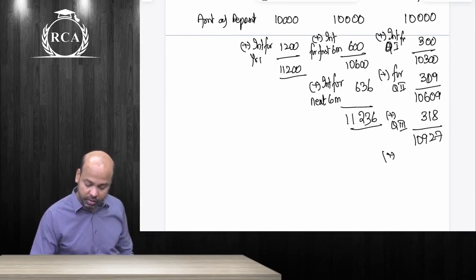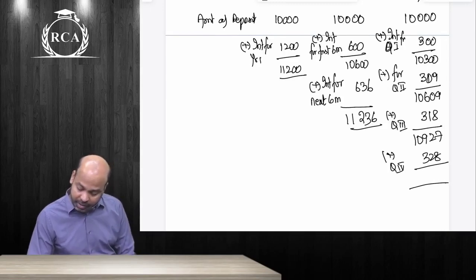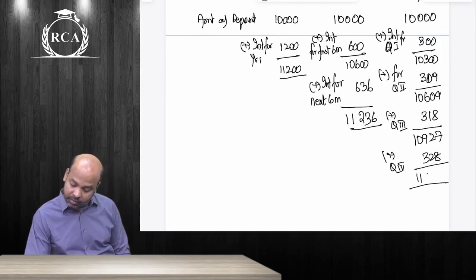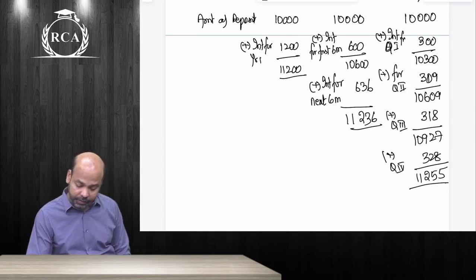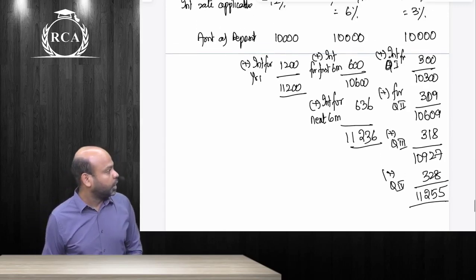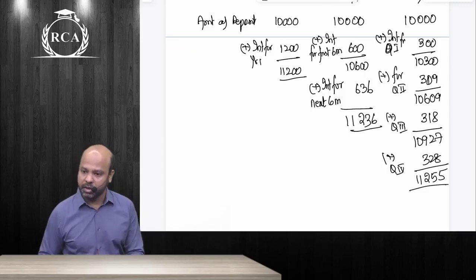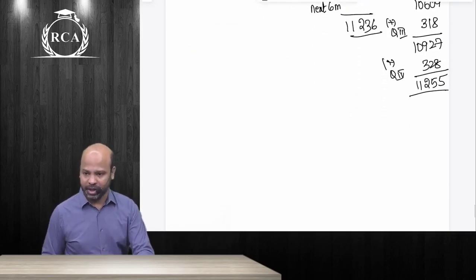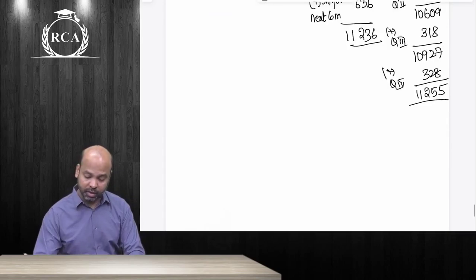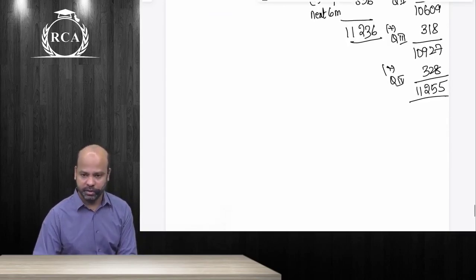Last quarter, 328. The total accumulated balance, beta, that you will have is 11,255. Are we clear? So how do you directly compute accumulated balance, beta, if compounding is done more than once in a year? Did you all write these figures?